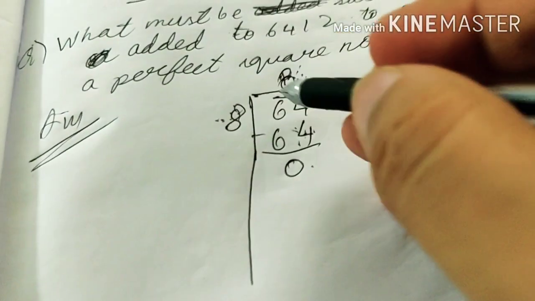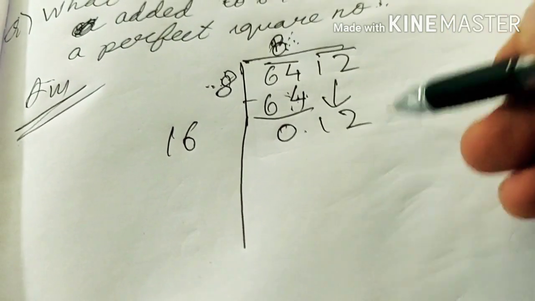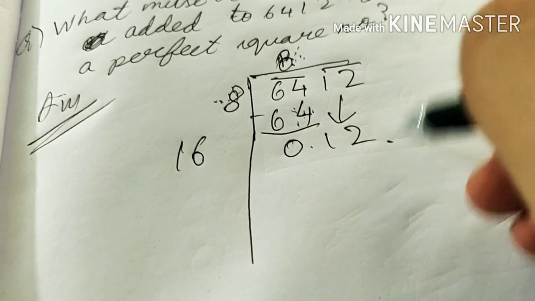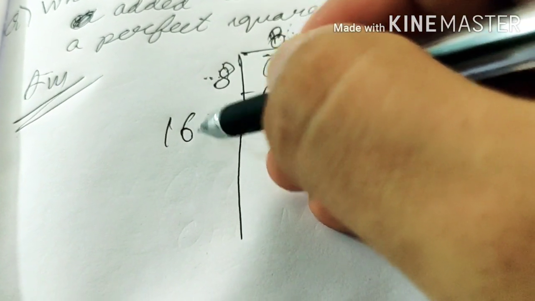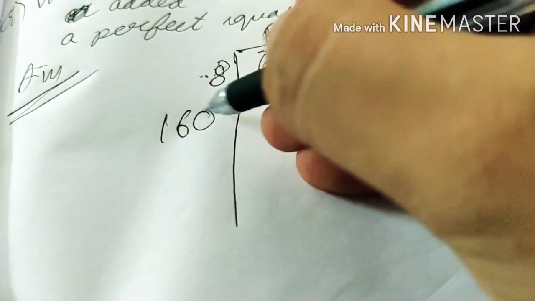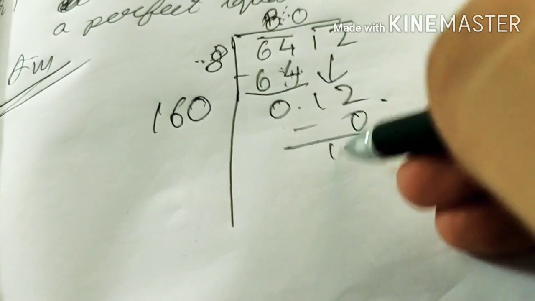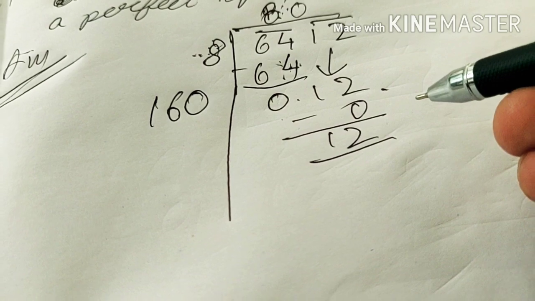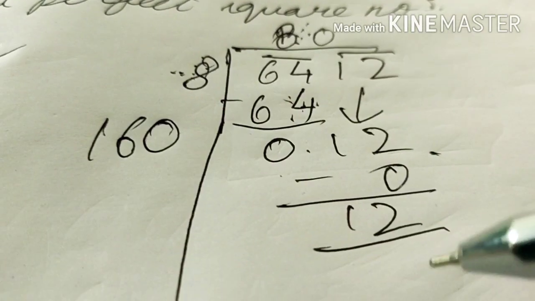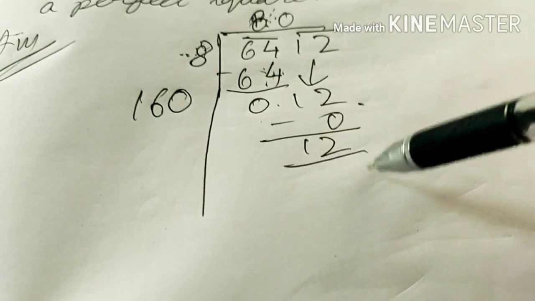Now what was our further step? We will double this 8 and write it here, 16. We will take 12. Now if we write 0 here, 1 here, then 161 into 1 is 161. It is greater, so we will take 160 into 0, which makes 0, so we will get 12 as a remainder. Okay, so we are left with a remainder here. Means if we find the square root of 6412, we will get a remainder of 12.